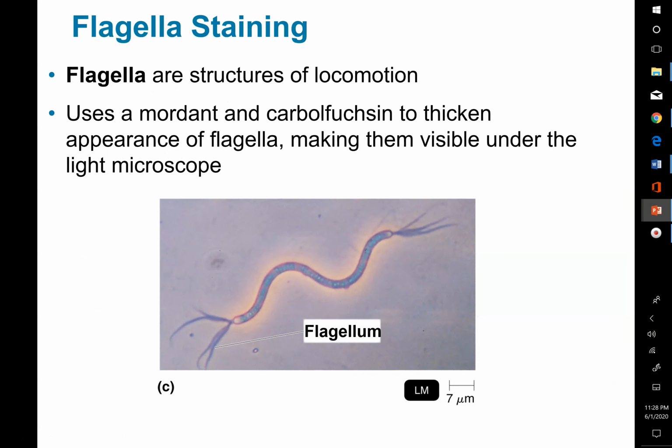The last stain is a flagella stain. So flagella are very, very thin, kind of hair-like structures that bacteria can have that they use for movement or locomotion. And so here you have to use a mordant that will coat the flagella and make it thicker so that it can become visible.